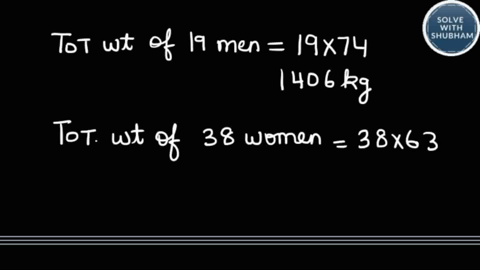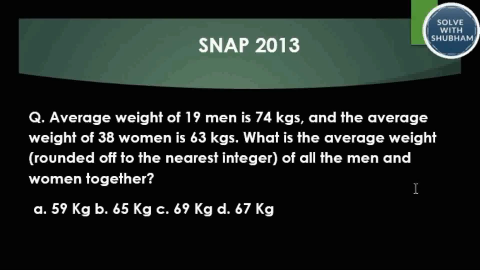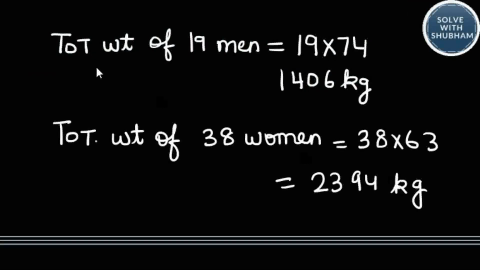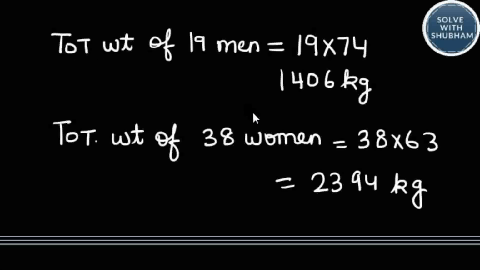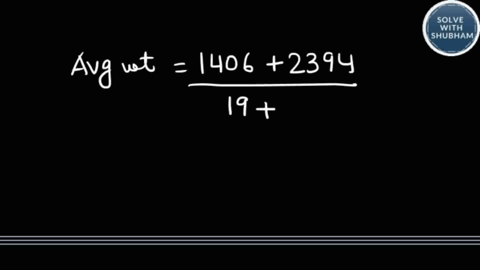What would be the total weight of the 38 women? 38 into 63, that would come as 2394 kg. The question is the average weight of all the men and women together. So 1406 plus 2394, divided by 19 men and how many women? 38 women.